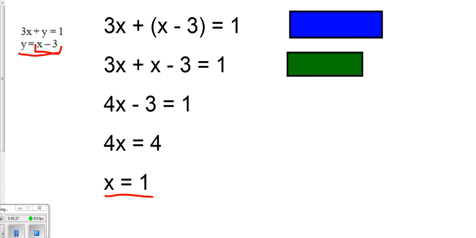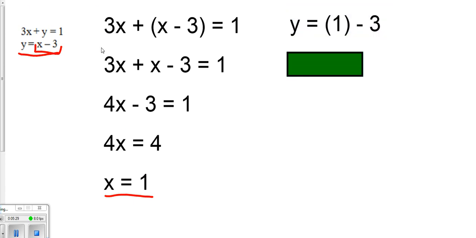And it doesn't matter which one, just one of the original ones. I'm going to use this one, where y is already by itself. So we just plug in 1 wherever we see an x. So y equals, instead of x, 1 minus 3. What is 1 minus 3? Well, it's just simply negative 2. So y has to be negative 2.